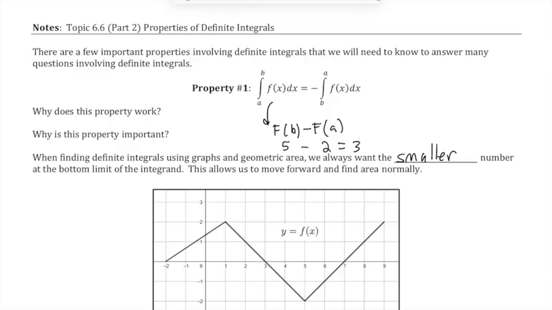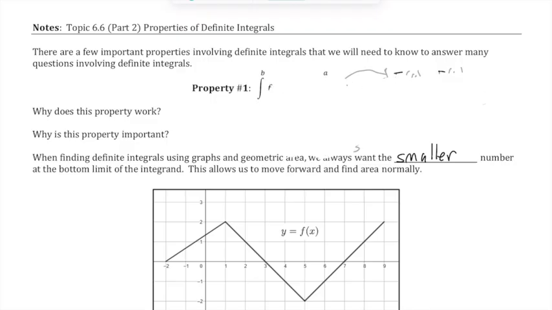But if I switch my boundaries around for this integral, this would give me the antiderivative at a, subtract the antiderivative at b. And again, remember, a was 2 and b was 5. And if I subtract those, I get -3. So notice that these are the same value but opposite. And so that's kind of why the property is true.